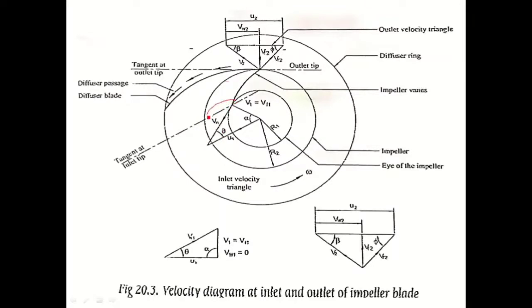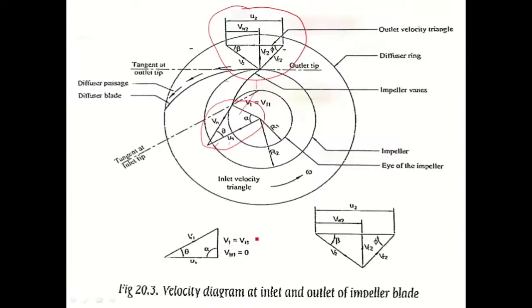So this portion represents the inlet velocity diagram, and this portion represents the outlet velocity diagram. The inlet velocity diagram is also represented here, as the gas is entering the blades radially. The alpha is 90 degrees.